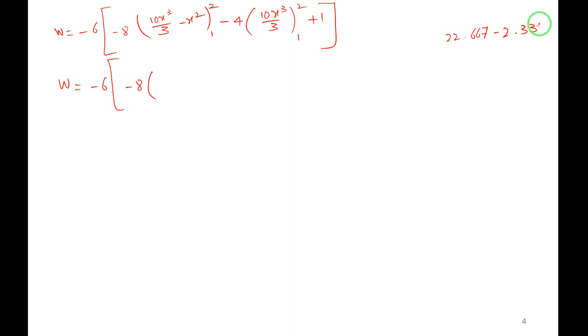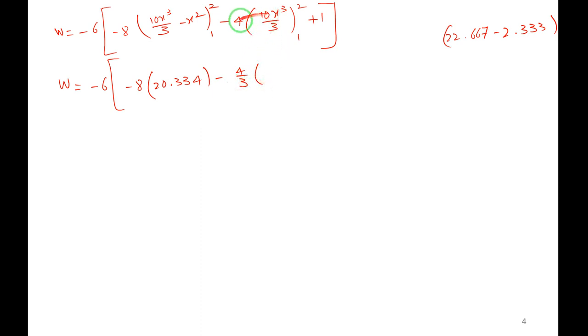2.33. So I'll subtract and write 22.667 minus 2.333, right? So I am getting it as 20.334 minus 4 by 3, I'll keep it outside, 4 by 3. Let me multiply later.